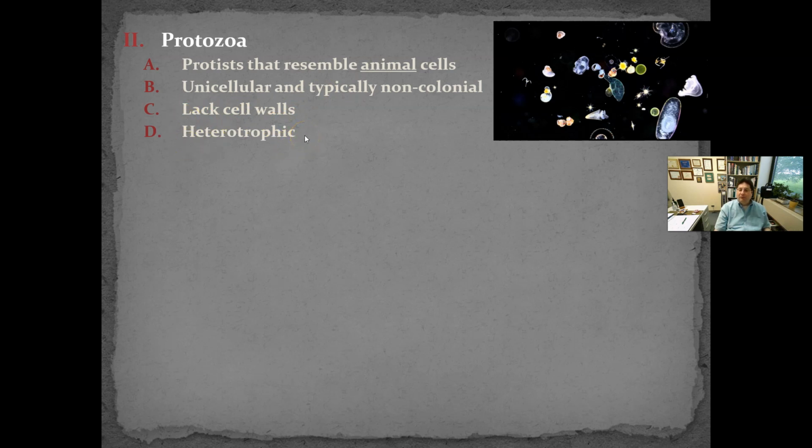Now, because they resemble animal cells, they lack cell walls, and they are what we call heterotrophic. Now, that's an important term, everyone. Heterotrophic means that you have to eat other things. You cannot make your own food internally. And protozoans often feed by phagocytosis or filter feeding. Phagocytosis is where a cell engulfs food particles. So the membrane surrounds a particle, engulfs it and pulls it into itself. Or it can just filter particles out of water. But the important part is they have to eat other things.